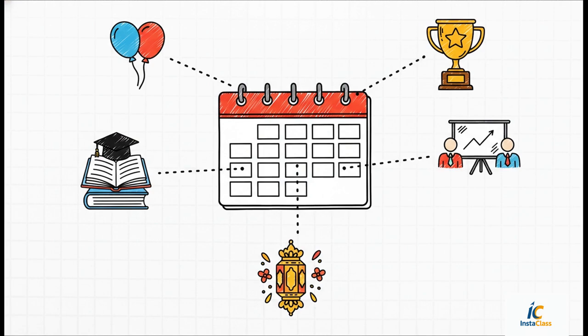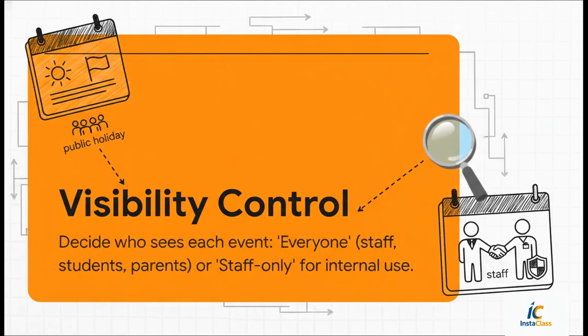Simple as that. Now, here's another really clever feature, visibility control. Because let's be real, not every event is meant for every single person, right? A big national holiday? Yeah, that's for everyone. But what about that internal staff training day? You can just set that to staff only. This keeps the calendar totally clean and relevant for parents and students. They only see what they need to see.